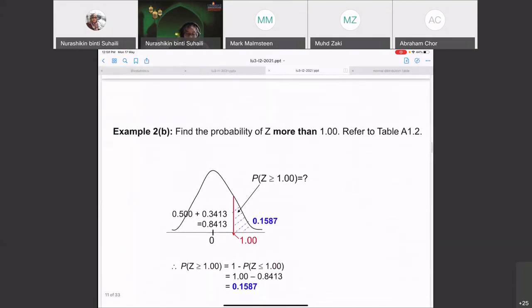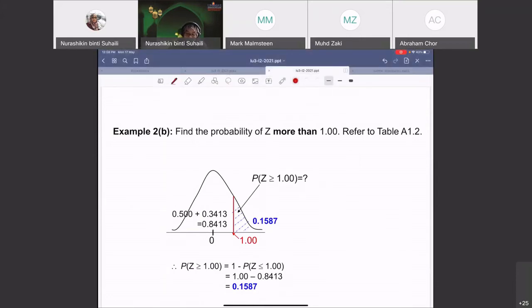Okay, so the rest is just practice. Once you know the rule of thumb, then you can apply it. Like for example here, this is what I meant. Find the probability of Z more than 1. So this is where you have to apply the tail area. So you cannot get it directly from the table.